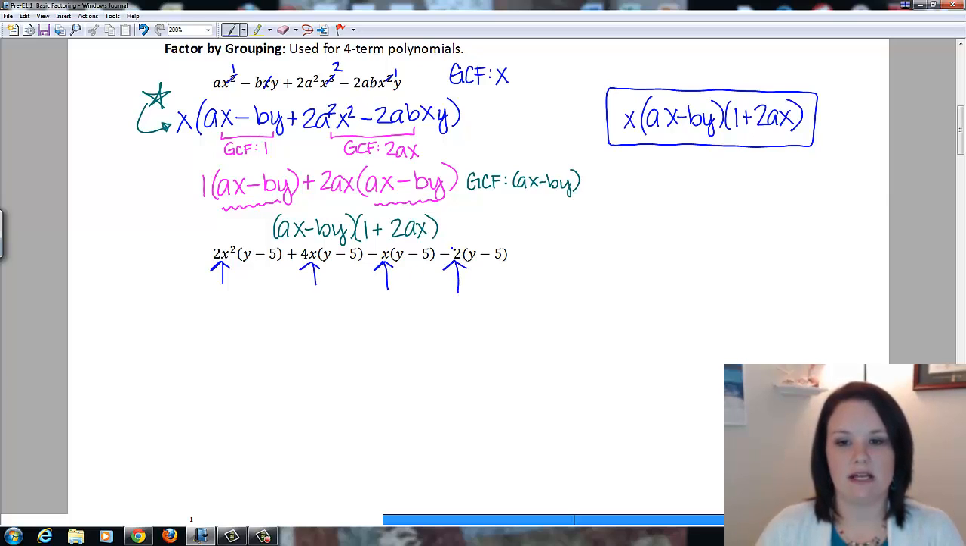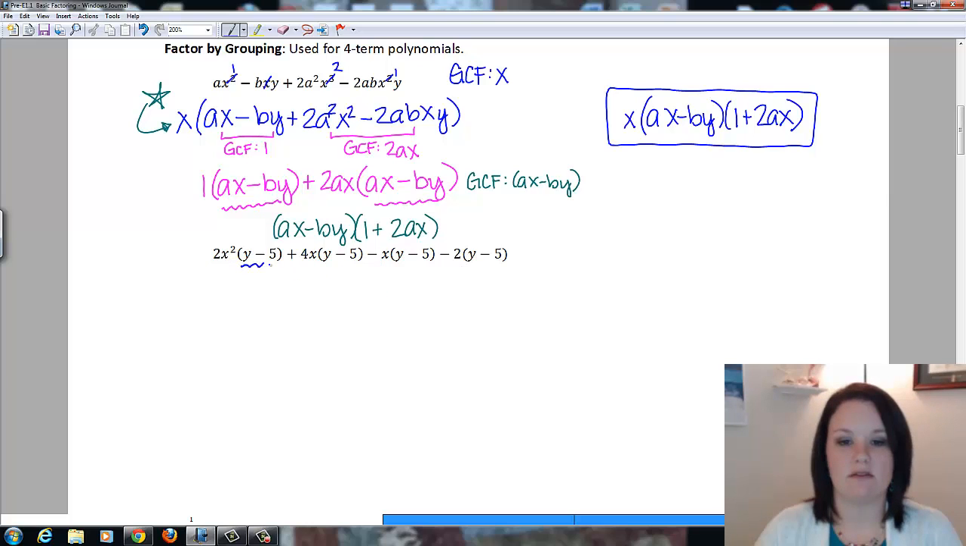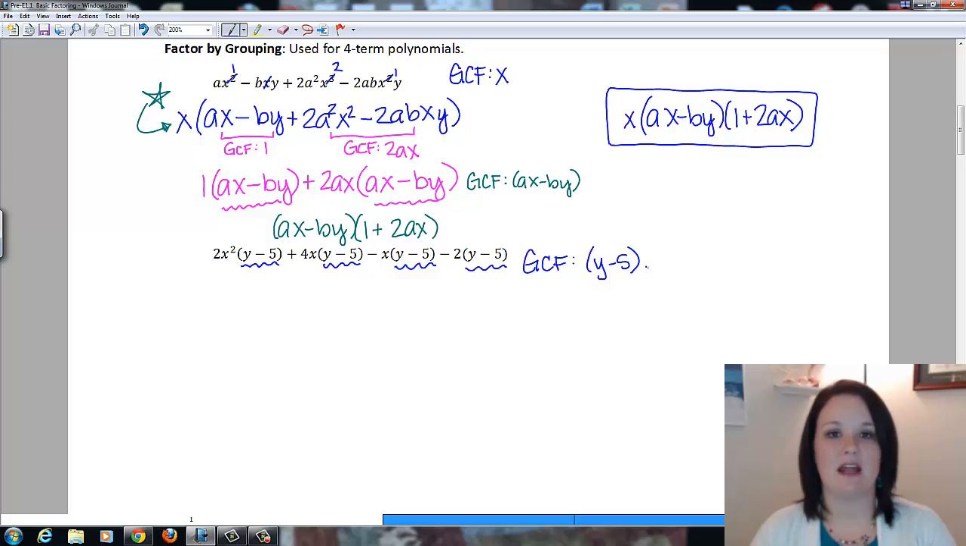Right? This one has no coefficients in the variable. This one has no variables in the coefficient. This one has no numbers in the coefficient. So I know there's nothing I can take out that way. But something I do notice that they all have is the quantity y minus 5. So I'm going to call that my greatest common factor, the quantity y minus 5. I'm going to go ahead and take that out of everything.